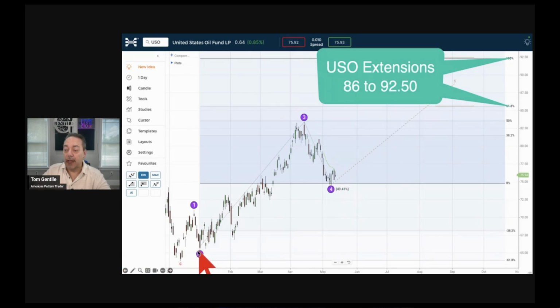From that low, the move from the low to the high was a 49% pullback, almost a 50% pullback. But then we saw extension moves, Fibonacci extensions and Elliott wave extensions, which took us up from around 86 to around 92.50. So really right around the high 80s, you want to call it right dead center.